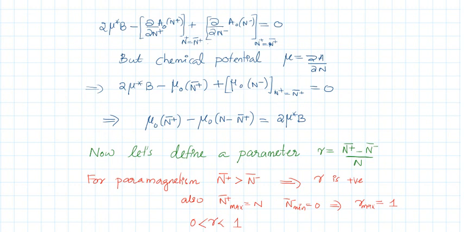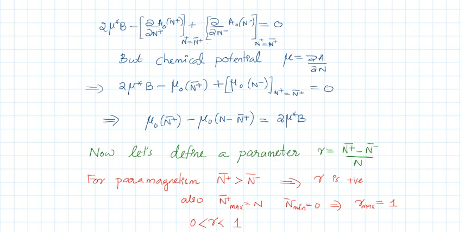Now define a parameter r, which is n plus bar minus n minus bar divided by n. For paramagnetism, the number of particles whose mu is parallel to b should be greater than the number of particles whose mu is anti-parallel to b. Then only will your total magnetic moment be in the direction of the magnetic field. So this quantity should be greater. So r is always positive. If you are dealing with paramagnetism, this quantity r is always positive. Also, the maximum value of n plus is capital N.